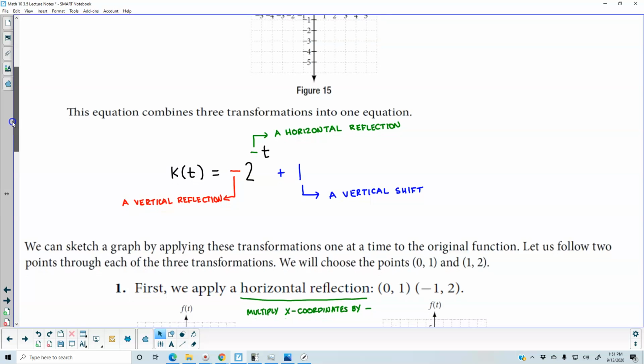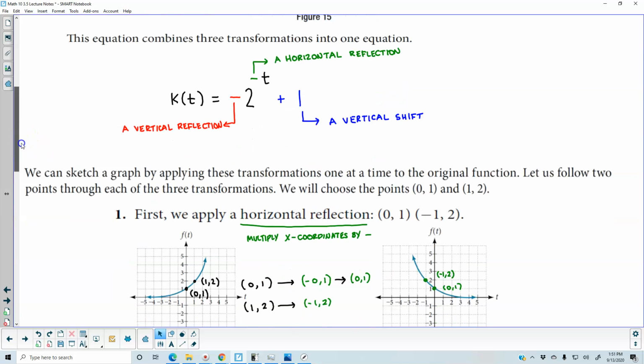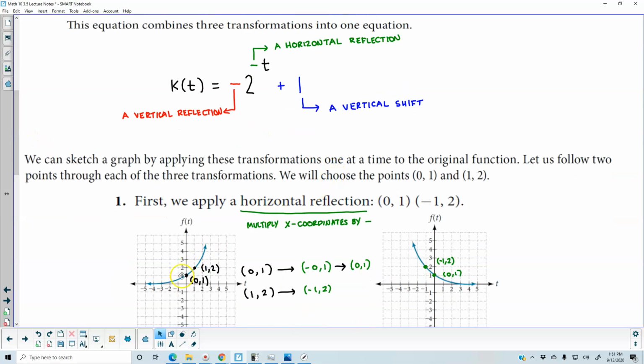Now, we can sketch a graph by applying these transformations one at a time to the original function. So we're going to follow 2 points through each of the three transformations. On the original function, we're going to choose 2 points that we can see very clearly. Those 2 points are (0, 1) and (1, 2).